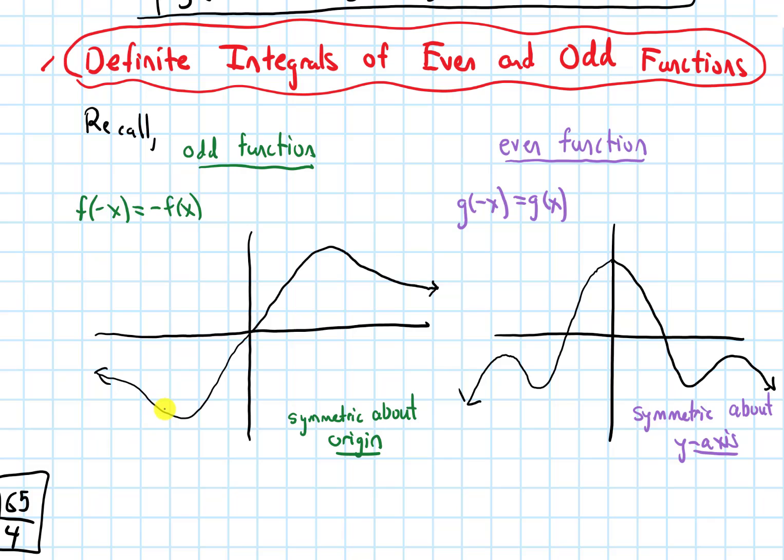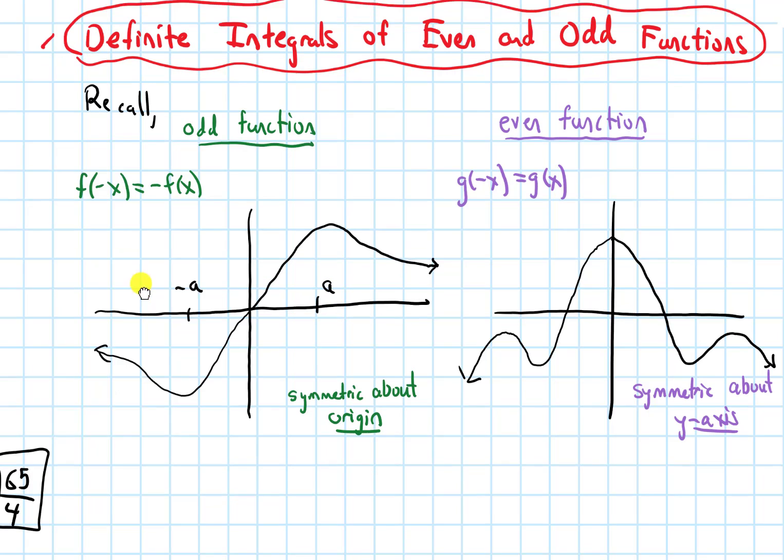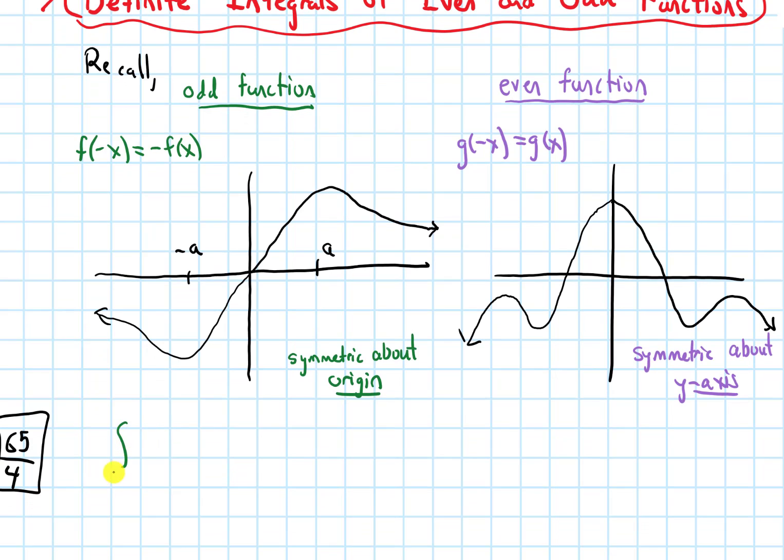All right, so what I want to do is with each of these types of functions, I want to look at a very specific type of definite integral. I want to look at what happens if you integrate from negative a to positive a. Okay, so for an odd function, if I integrate from negative a to positive a, f of x dx, and our function f of x is an odd function, well, what happens?